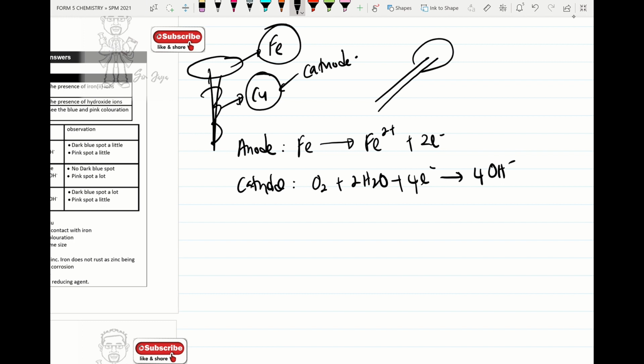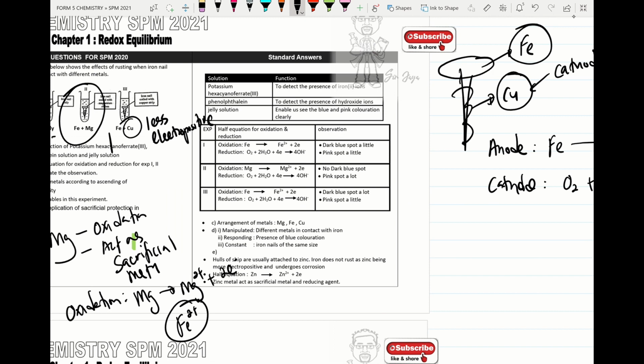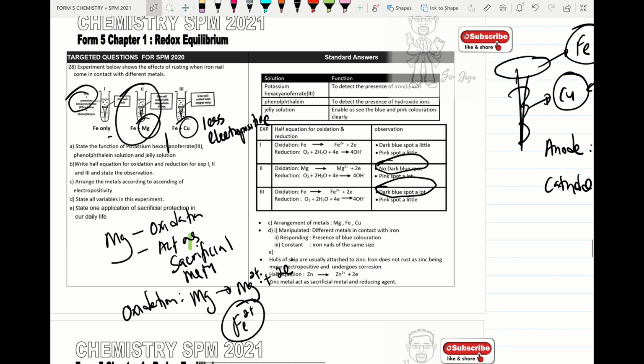So here we will add potassium hexacyanoferrate 3 solution. So here we'll get dark blue spot forming a lot. Alright, so for test tube 2 which has magnesium, there is no dark blue spot, so rusting is prevented. Alright, so the pink spot is formed because of the hydroxide ion. So here a lot, here a little. Why? Because the iron 2 ion will combine with hydroxide ion to form a green color precipitate. Alright, so the function of potassium hexacyanoferrate is to detect the presence of iron 2 ion, phenolphthalein to detect the presence of hydroxide ion, and jelly solution to enable us to see the pink coloration or dark blue spot coloration clearly.